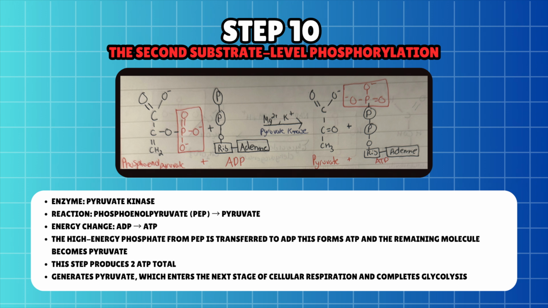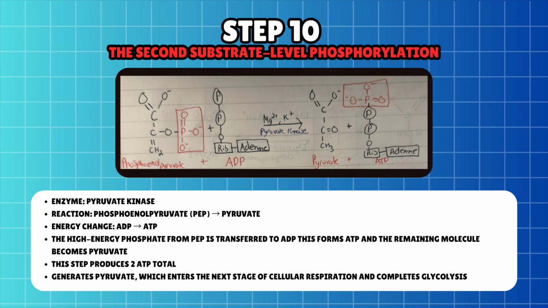So now that we're all prepped for this final step, step 10, the second substrate level phosphorylation, this reaction starts with PEP, and it's going to end with pyruvate. The enzyme used here is pyruvate kinase, and the energy change is from ADP to ATP.